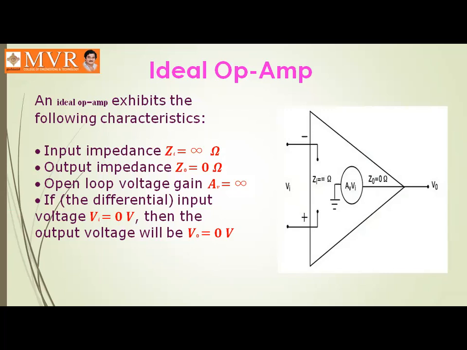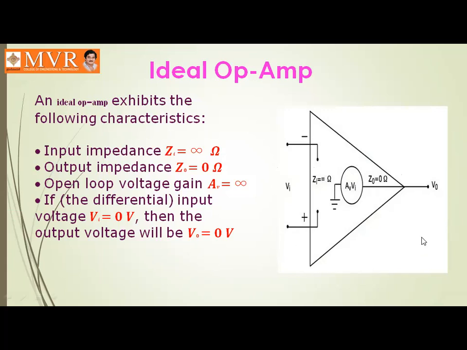So here you can see the operational amplifier block diagram. Here you can see the block diagram of operational amplifier in which Vi is the input signal, Zi is nothing but the input impedance, and Z0 is the output impedance, and this is the gain of operational amplifier AV, and V0 is the output of an operational amplifier.